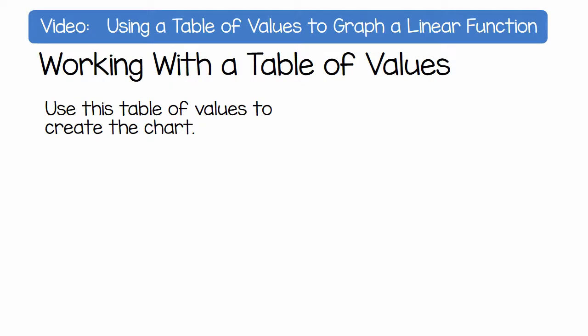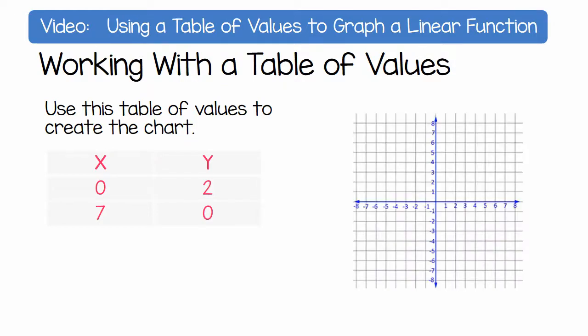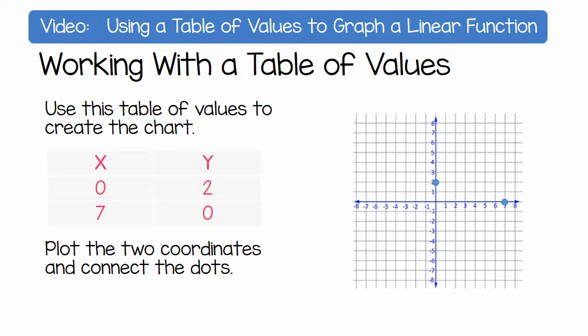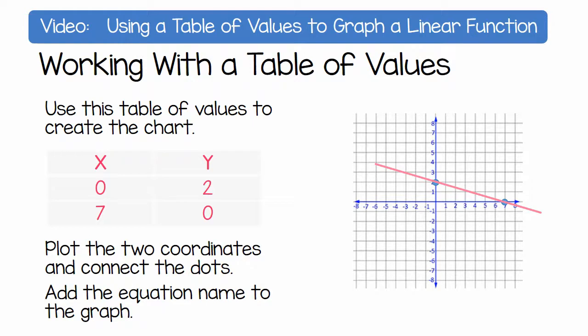Use this table of values to create a chart. So we have a coordinate of 0, 2 and a second coordinate of 7, 0. Now we need to plot 0, 2 and 7, 0, and connect the dots. Now we have the graph of the linear function. Add the equation name to the graph so we know what equation this line actually represents.